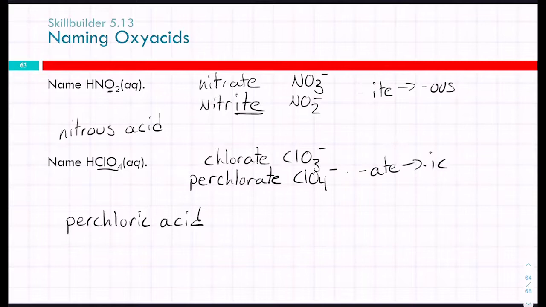So really, you just keep most of the base name and change the ending, and then add acid, that names it as the acid. So the hardest part of naming oxyacids is knowing the oxyanions. And for now, you just use tables for those.